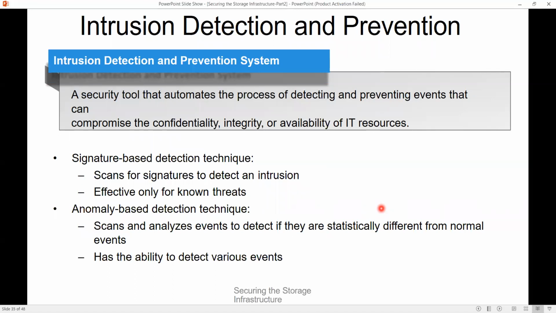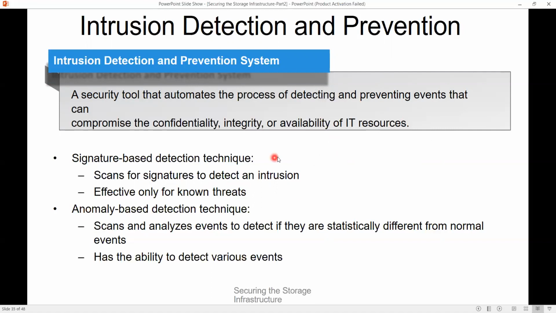So next is the intrusion detection and prevention system. This is a security tool that automates the process of detecting and preventing events that can compromise the confidentiality, integrity, or availability. So this is what we want. We want to maintain that CIA triangle of information security, the basics. The techniques can be signature based detection techniques, which scan for signatures to detect intrusion. Basically the signature doesn't mean your own handwritten signature.